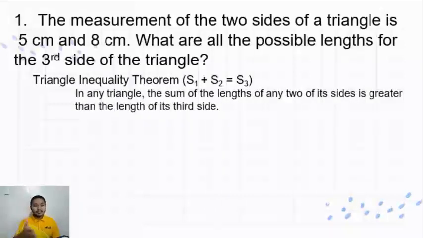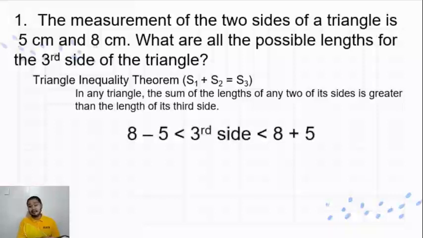So, itong theorem na to, ang sinasabi nito is that yung sum ng two sides of any triangle must be greater than the length of the third side. So, if we want to identify the possible lengths of the third side, what we're going to do is just simply add the two given sides and also subtract those two given sides. So, paano natin gagawin yon? In that case, magkakaroon tayo ng ganitong inequality. We will have 8 minus 5 is less than the third side is less than 8 plus 5.